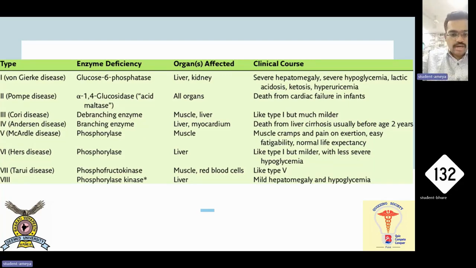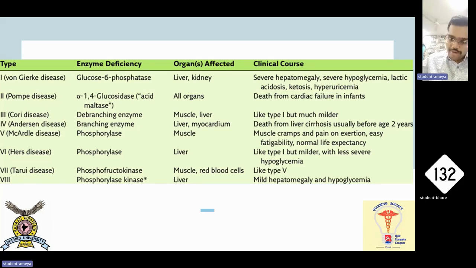Now, type 1 is von Gierke's disease, वो. Type 2, Pompe's disease, physics. Here there is an alteration in the mnemonic. I first talked about physics, but it is the opposite way. Chemistry comes first. So chemistry, GSD 3 is Cori's disease.